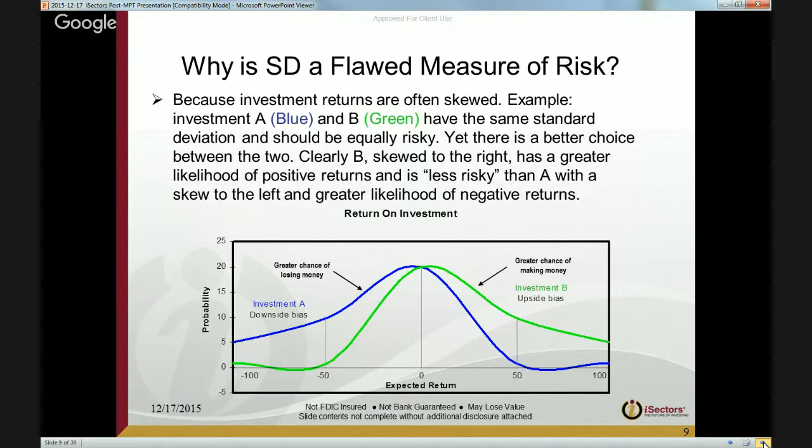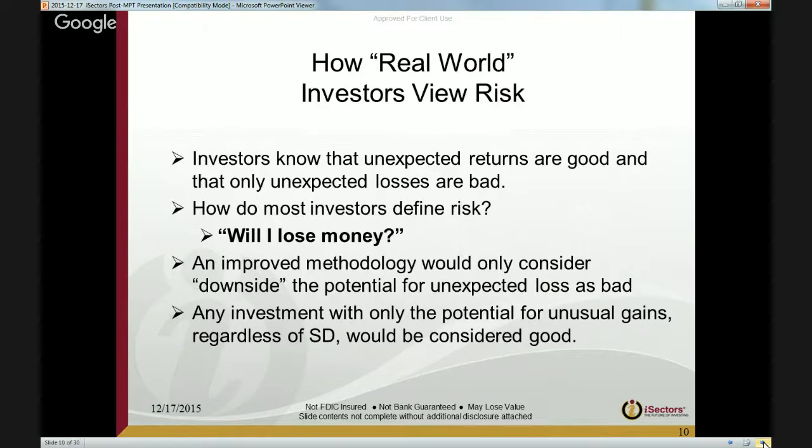So how does a real world investor look at risk? Investors know that unexpected returns are a good thing and only unexpected losses are bad. So how do most investors define risk? Well, as you well know, that's usually, don't lose money. And so an improved methodology would consider only downside potential, or the potential for unexpected losses, as bad, and any investment with a potential for unexpected gains, regardless of the standard deviation, would be considered to be a good thing.